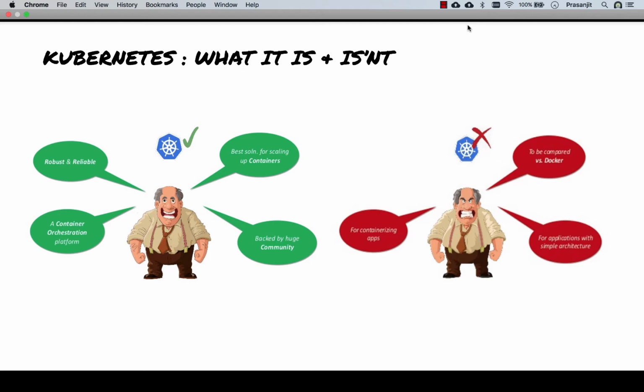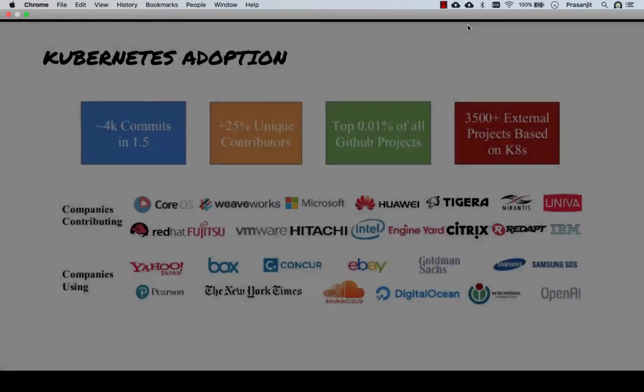It doesn't break down your monolith application into a microservice architecture. That's something else for the developers to do, and then you slowly containerize it and run it on a container environment, and when you have to deploy on a production environment, you move into Kubernetes. So that's the difference between what Kubernetes actually is and what it isn't.